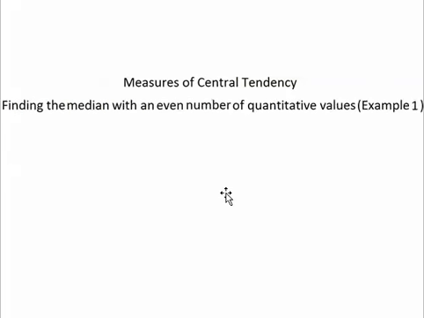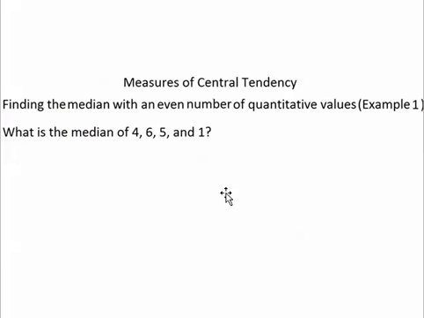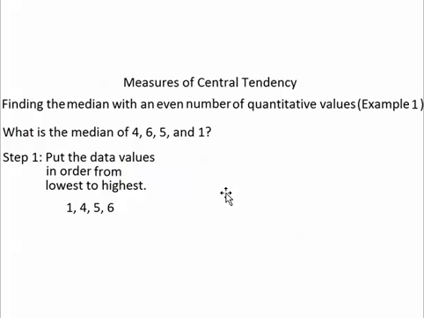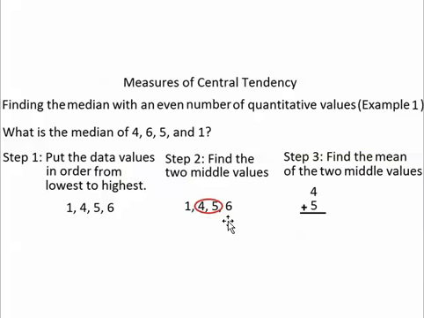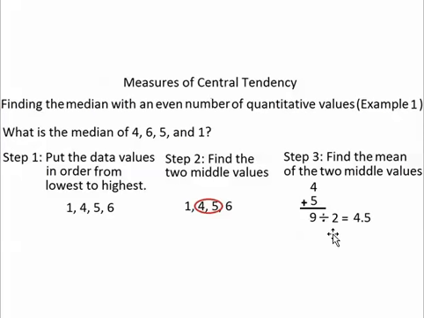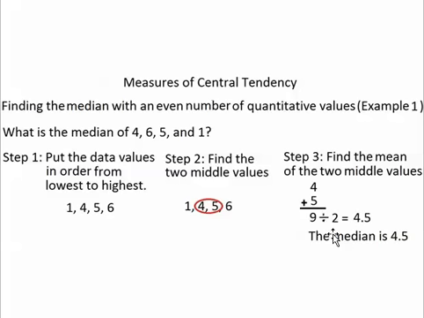Here's an example. Here we want to find the median of 4 numbers. We put them in order from lowest to highest. We see that the 2 middle values are 4 and 5. Now we have to find the mean, or the average, of these 2 middle values. To do that, we just add them, and we divide by 2, because to get the mean, you divide by the number of numbers. If there's 2 numbers, like 4 and 5, you divide by 2 to get the mean. And since the mean of the 2 middle values is 4.5, that's our median.